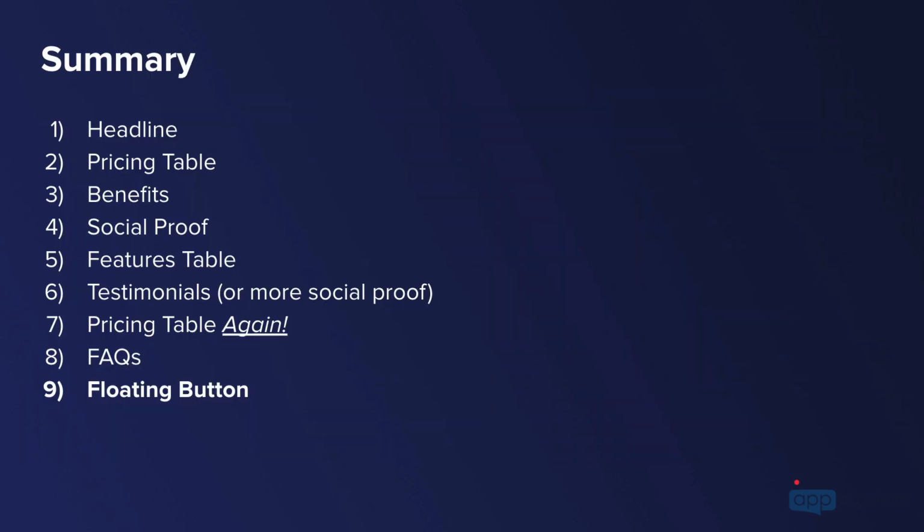So let's summarize real quick. We want the headline, we want the pricing page, we want the benefits, some social proof, a features table, some more social proof, hopefully with some testimonials, the pricing table again, just to remind people because they've scrolled, they probably forgot, FAQs, and then lastly, make sure you have a floating button, okay?